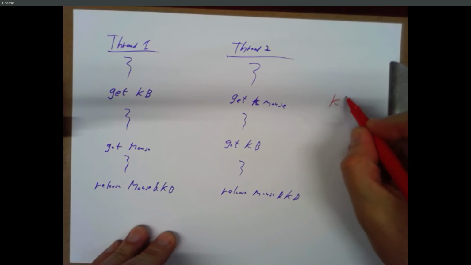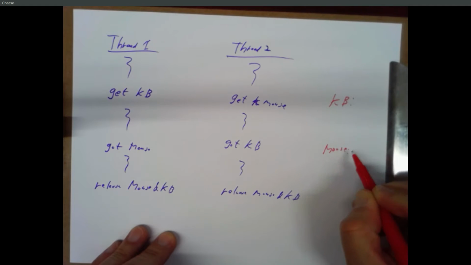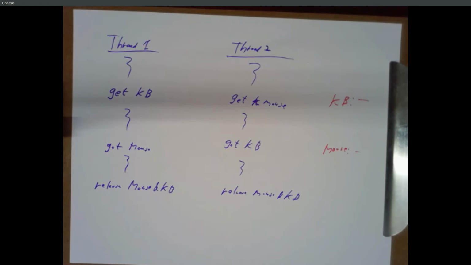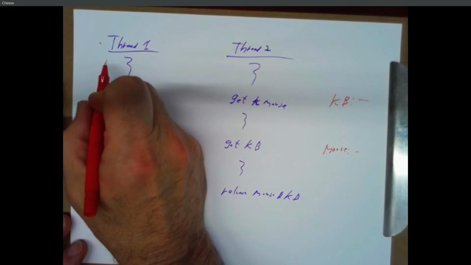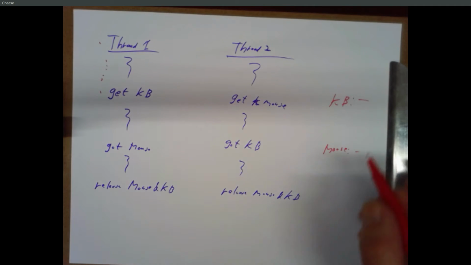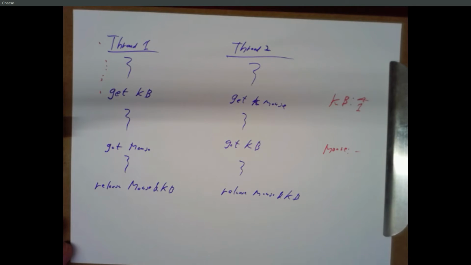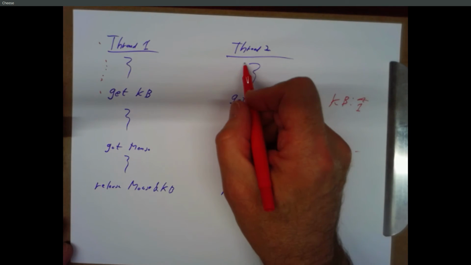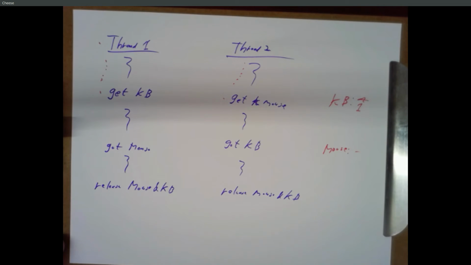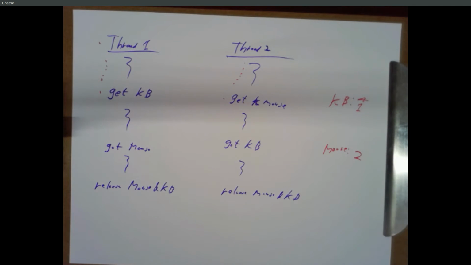Alright, so here's the keyboard, here's the mouse. And neither of them are in use yet. So thread 1 starts to execute, it does some stuff, it gets down here and it says, I want the keyboard. And so the system checks, is the keyboard available? Yes, so it says, okay, keyboard belongs to thread 1. Meanwhile, thread 2 is running, it does some stuff, it gets down here, it wants the mouse, mouse is available, mouse gets allocated to thread 2.